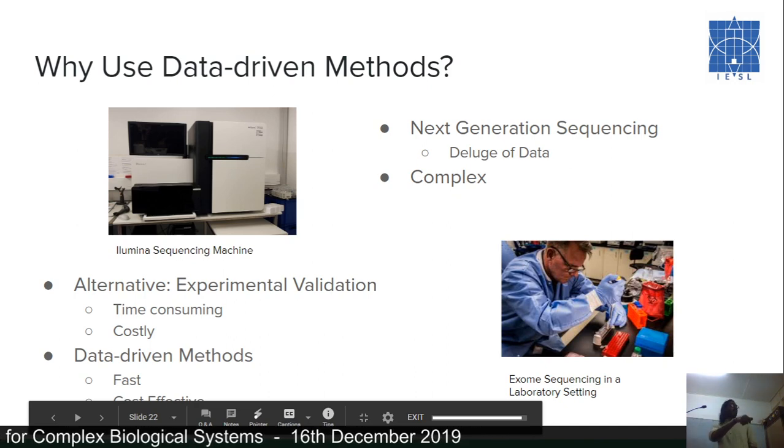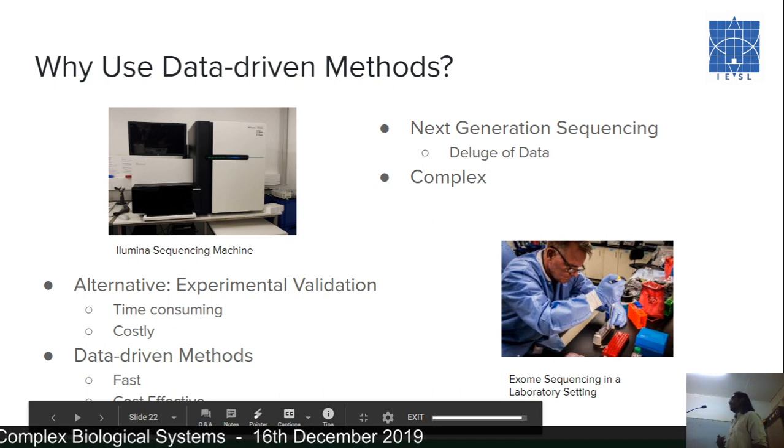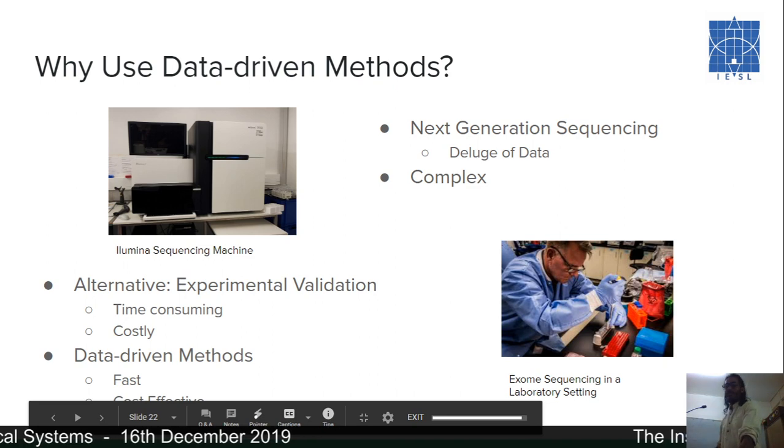But data-driven methods are faster and more cost-effective because we just need computers, while labs need physical space, people to work in the labs, and it takes a lot of time. So it's very costly and not practical, but data-driven methods are fast and cost-effective.